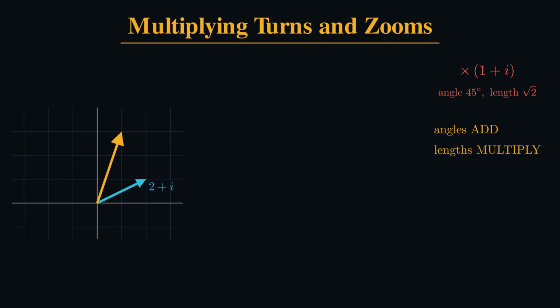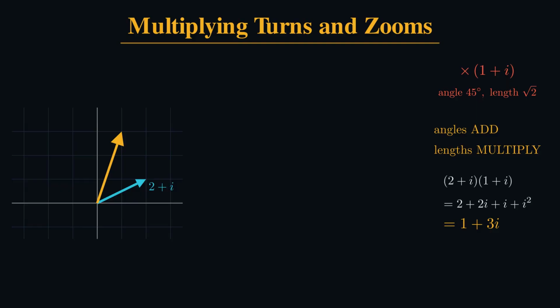Now the magic one. Multiply 2 plus i by 1 plus i. The thing you multiply by has its own angle, 45 degrees, and its own length, √2. Watch the rule. The angles add, the arrow swings around by 45 degrees, and the lengths multiply, it stretches by √2. Turn, then zoom, and the algebra agrees. Multiply it out, remember i squared is -1, and you get 1 plus 3i. The exact arrow we landed on.